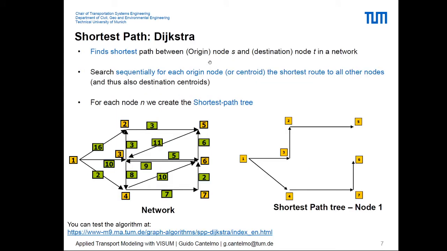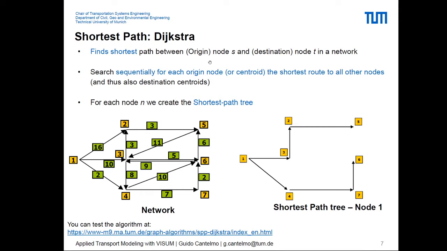As I mentioned before, one of the options is usually to take as reference the shortest path. So what is the shortest path? There are many algorithms to calculate it. The most famous one is by far the Dijkstra algorithm. The Dijkstra algorithm finds the shortest path between an origin node S and a destination node T in a network.